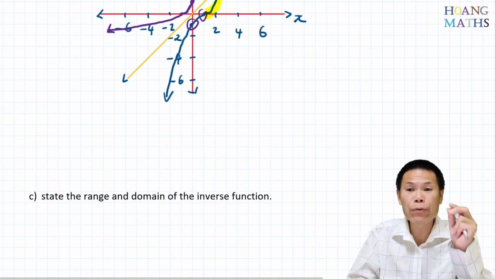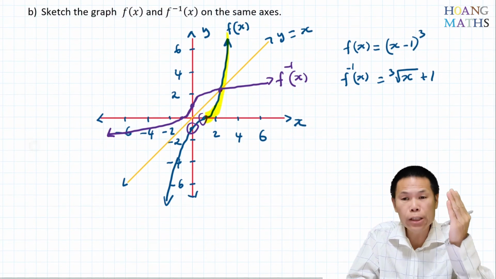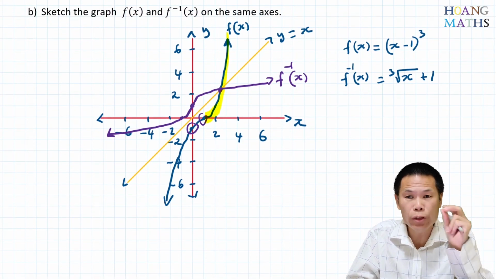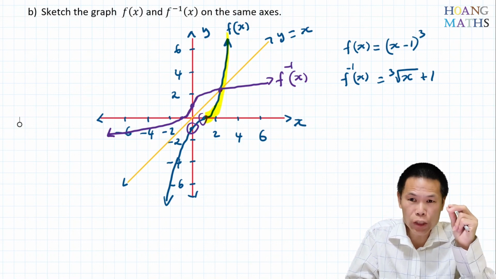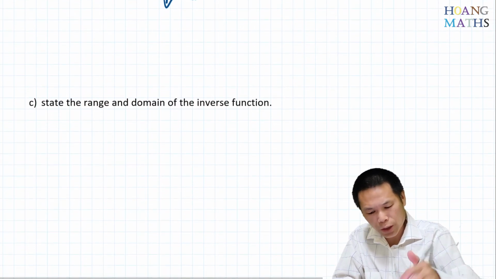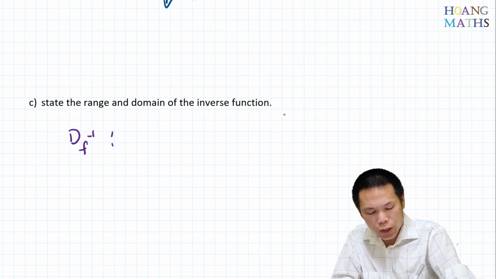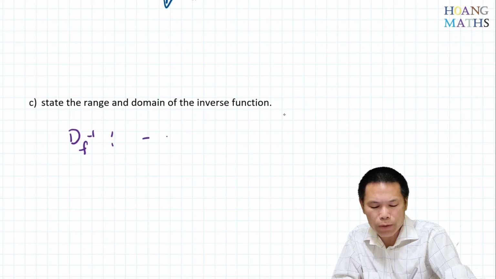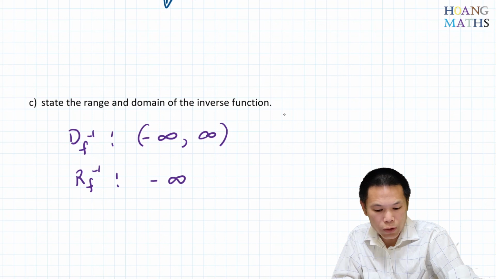Now we need to write down the range and the domain of the inverse function. So you can see there is no restriction for the domain of the inverse function, and there is no restriction for the range of the inverse function as well. So no restriction for both. So I just write this down for the domain of the inverse function. So there is no restrictions. So that means from negative infinity to infinity. And the range for the inverse is also no restrictions.